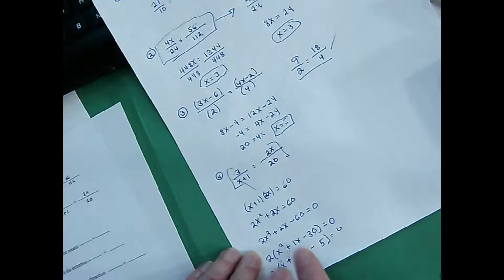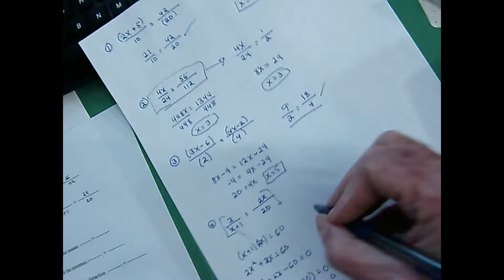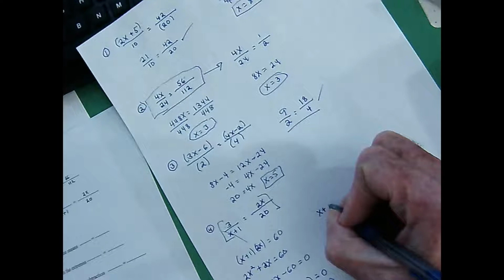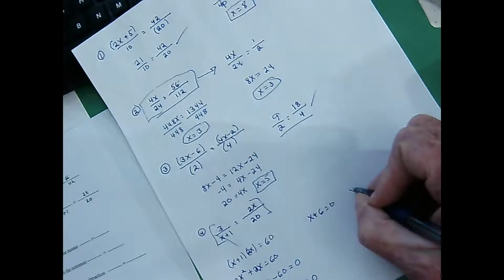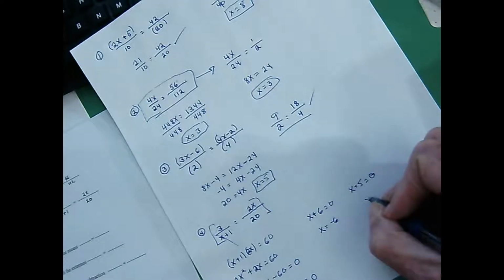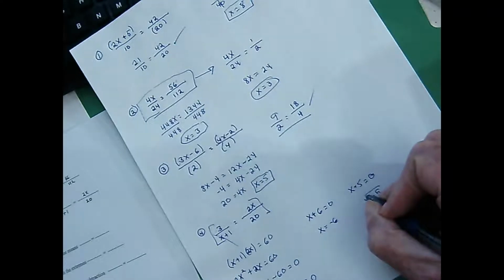And I know if the product of these three numbers is equal to 0, then one of them has to be 0. It's not going to be the 2, but it could be x plus 6 is equal to 0, or perhaps x minus 5 is equal to 0. And let's see what happens with those. x could either equal negative 6, or perhaps x is equal to positive 5. I think we ought to check them both.